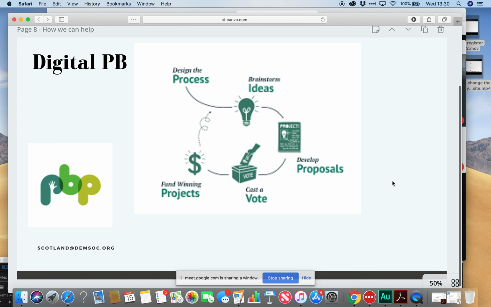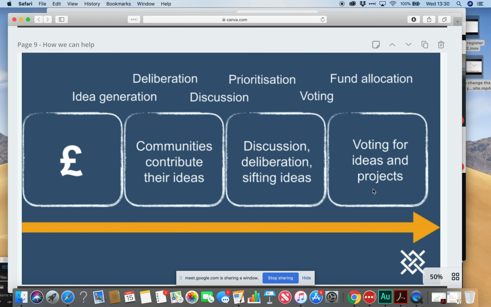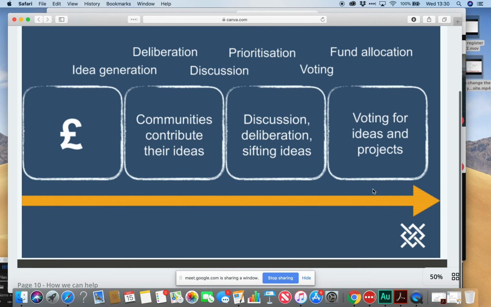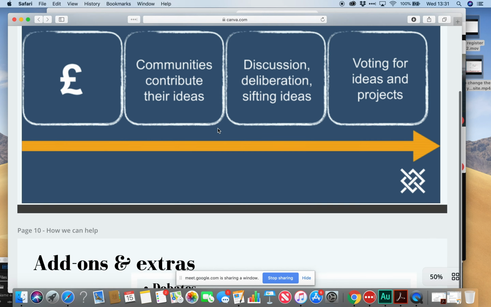So this is one that I think the Democratic Society created a while ago. So it starts with idea generation, deliberation, and then it could be discussion, prioritization, voting, and then fund allocation. We've got this little pound sign at the start, but actually this could be at the end as well. So you could just start with idea generation and you might not even have any money at the start of your process. So it's something else to consider.